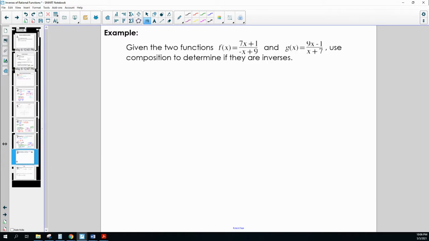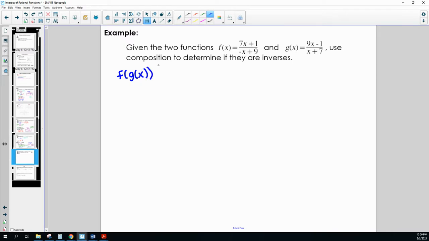Okay, and then the last thing we're going to look at is how to determine if two functions are inverses of each other. So we've done this before with composition, but now we have composition with rationals. So we're kind of bringing back in those complex fractions. So this is a good review of everything that we've already done. So I need to check f of g of x. So we're going to check this one first.